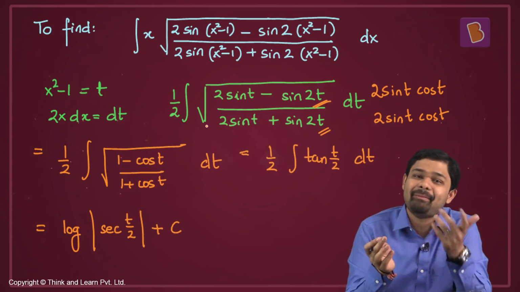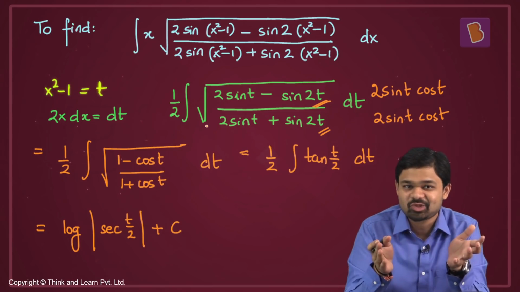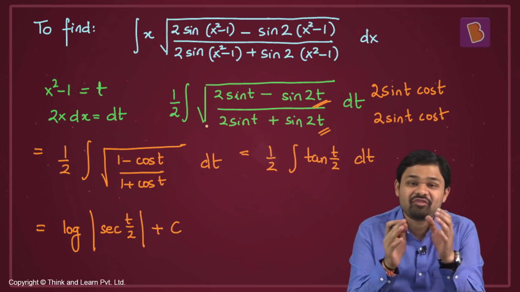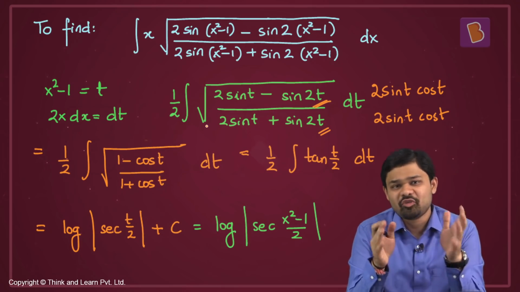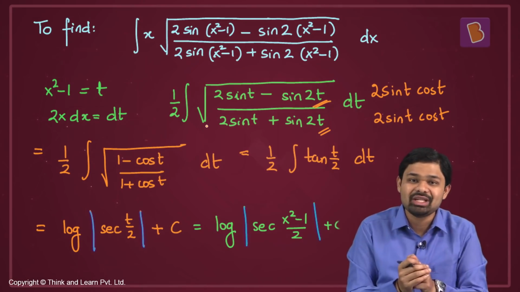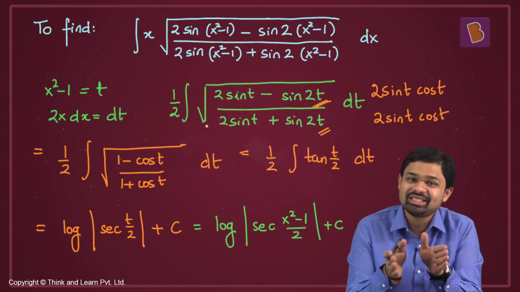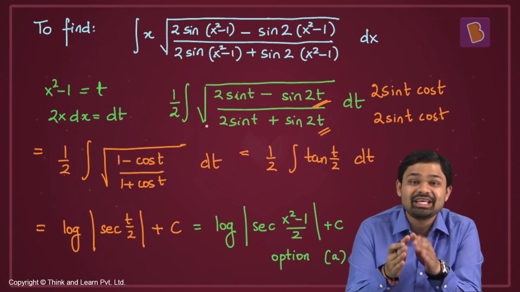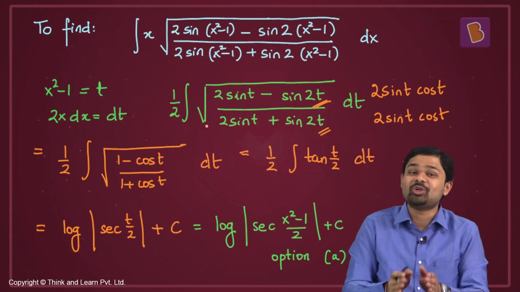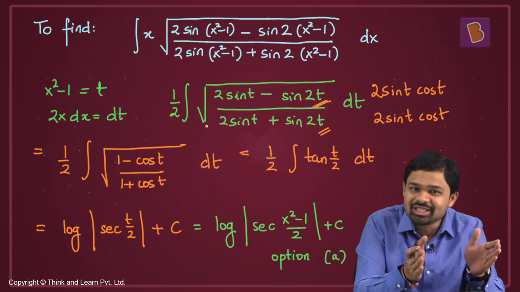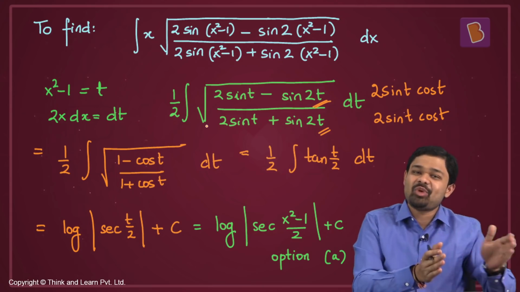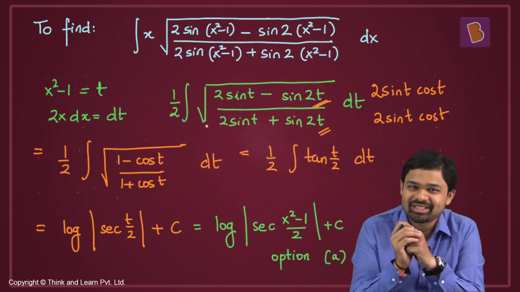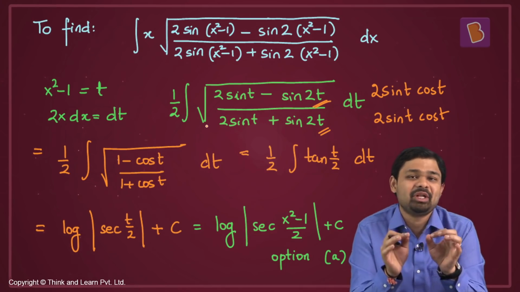Now just make the back substitution for t. t was x square minus 1. So the final answer is the log of secant of (x square minus 1) divided by 2. Of course, because it's a log, we consider the modulus and then plus c. So this is the correct answer, and this was given in option A. So option A, which says that the value of the integral is equal to the log of the modulus of secant of (x square minus 1) divided by 2 plus the constant of integration, was the correct answer to this very, very simple question.